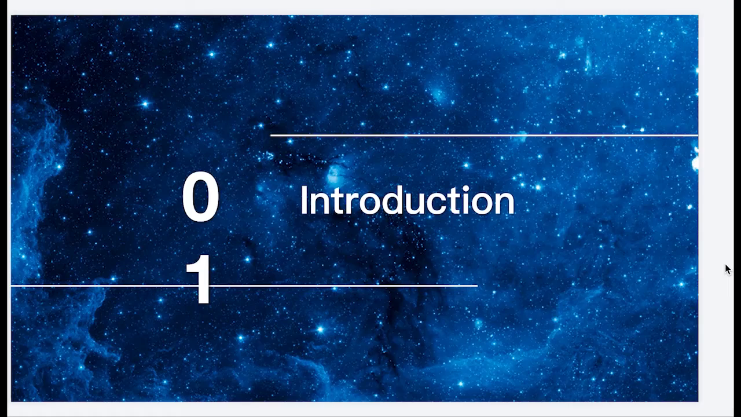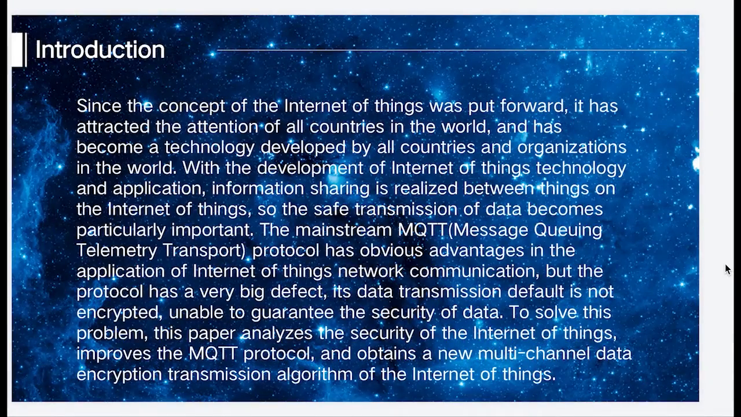1. Introduction. Abstract. Since the concept of the Internet of Things was put forward, it has attracted the attention of all countries in the world and has become a technology developed by all countries and organizations in the world. With the development of Internet of Things technology and application, information sharing is realized between things on the Internet of Things. So the safe transmission of data becomes particularly important.